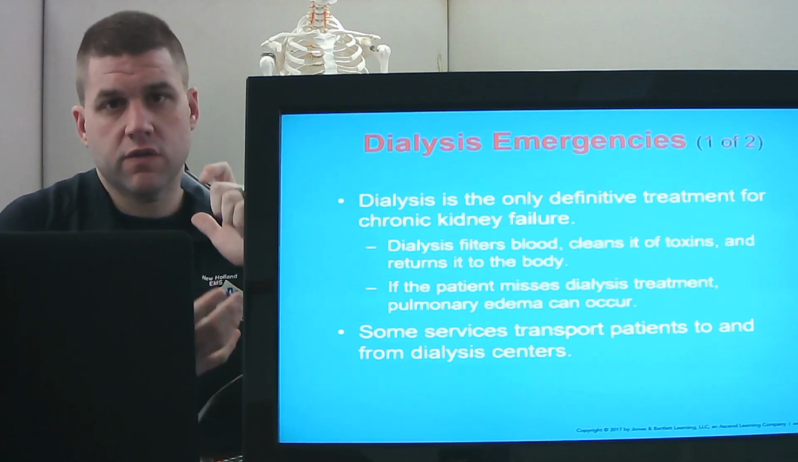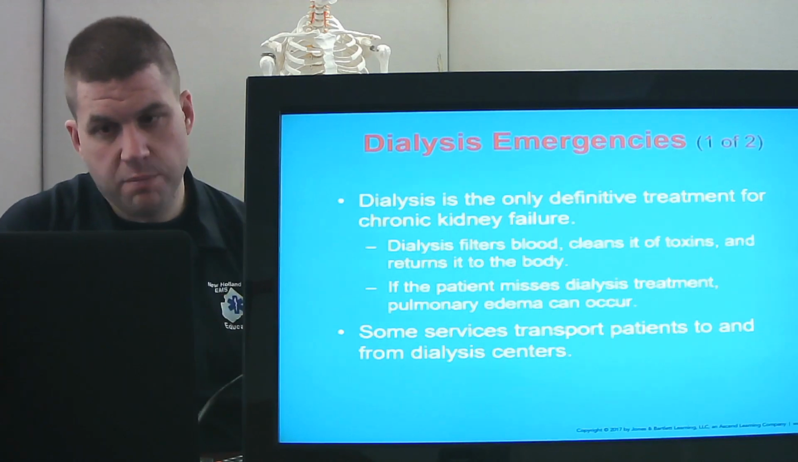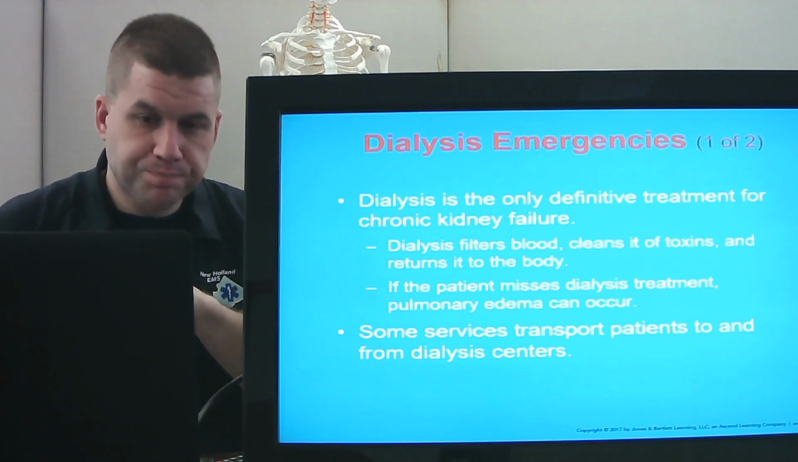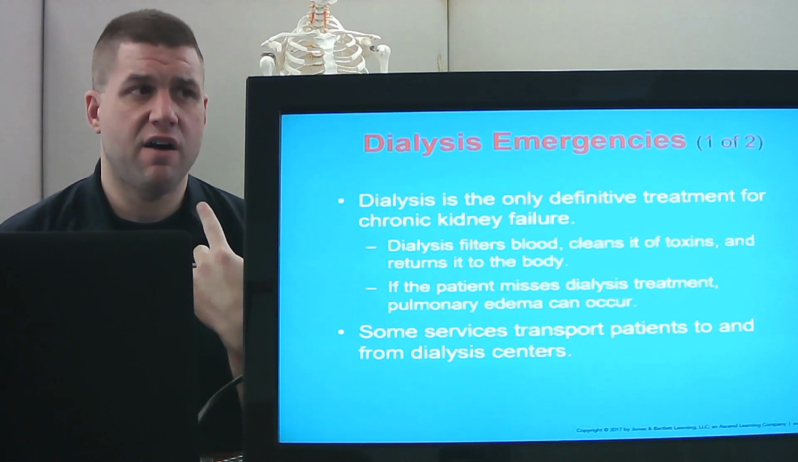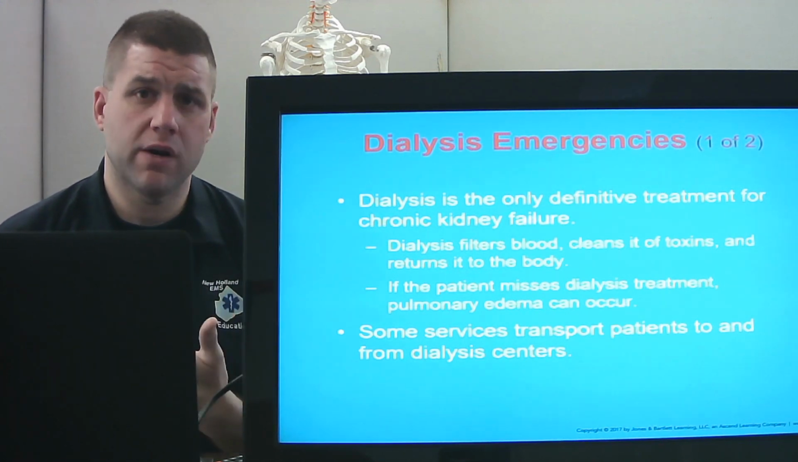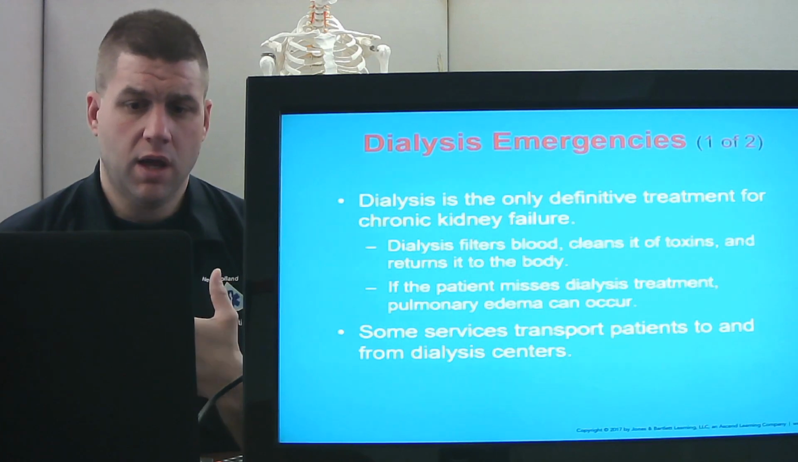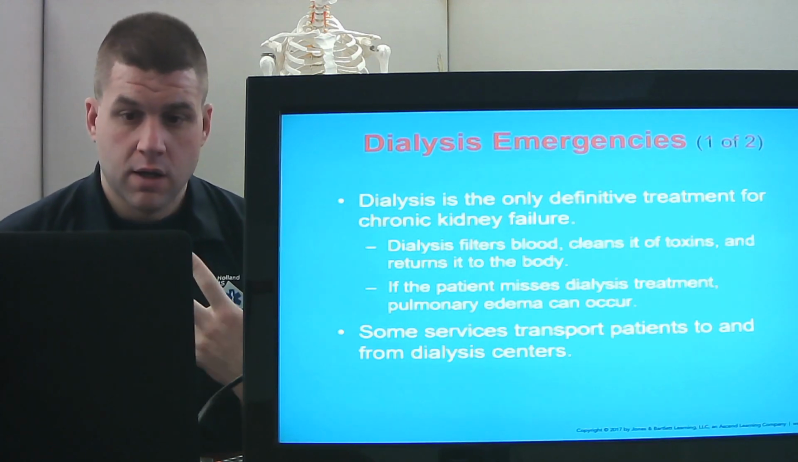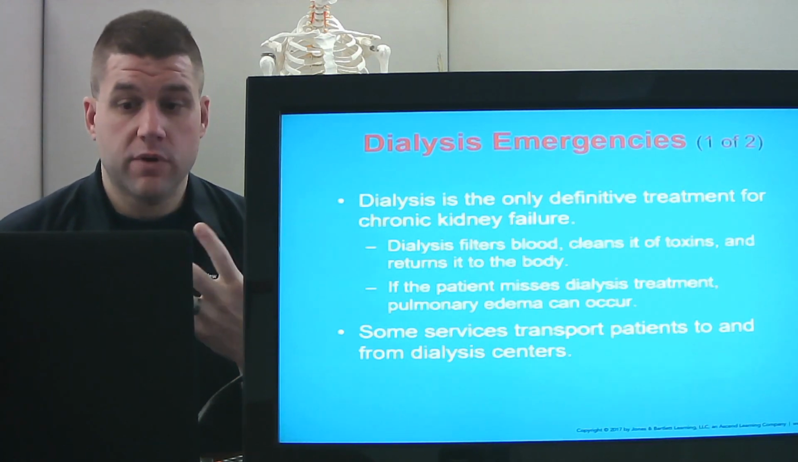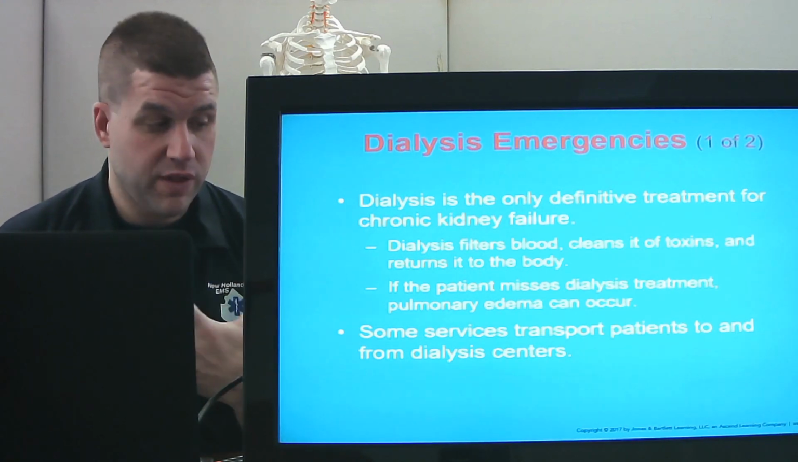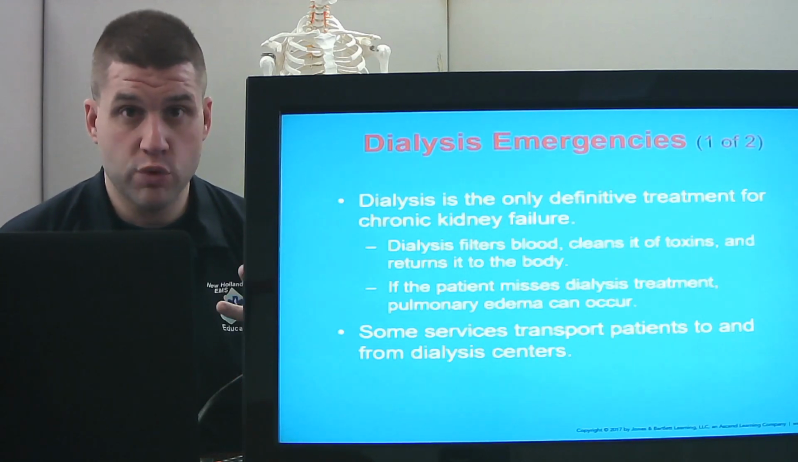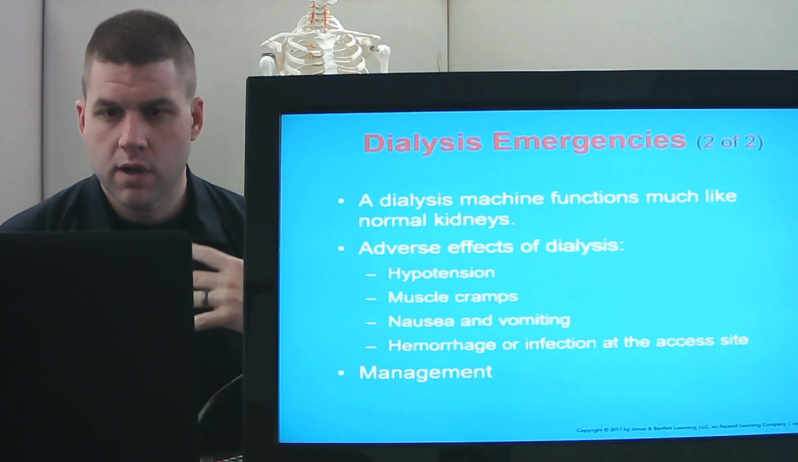So these machines are essentially outside-of-the-body kidneys, and if these patients miss their dialysis treatments, it can have a negative effect on them. They can have pulmonary edema, hypertension, fluid gain. Some ambulance services transport patients to and from dialysis centers. It's sometimes all that they do, and a lot of new EMTs go into that job.